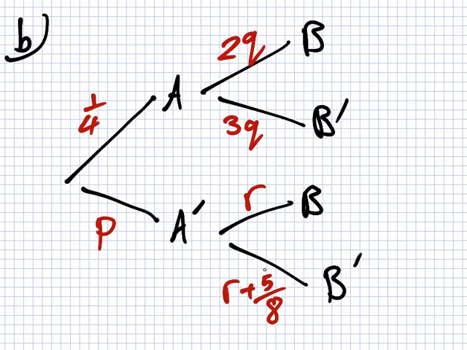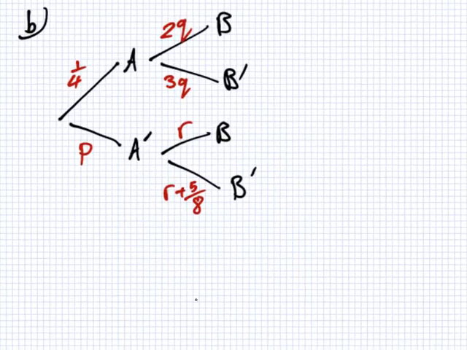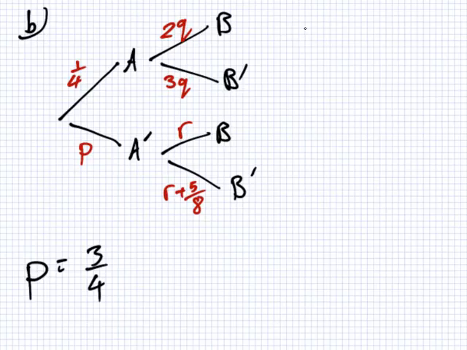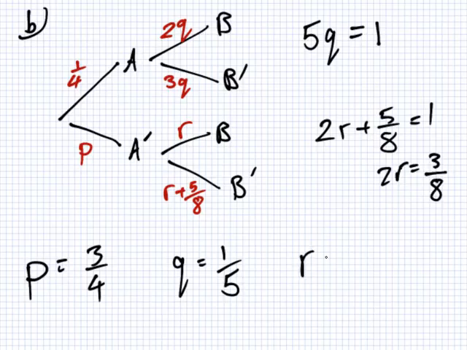What's PQ or? This is actually quite nice. We can see what the P is straight away. Everybody please, what's the P? 3 over 4. Also, if I look here, you know that 5Q must equal 1. So what does Q equal then? 1 over 5. And if you look here, you get 2R plus 5 over 8 must equal 1. So that means 2R must equal 3 over 8. So then you get R equals 3 over 16.